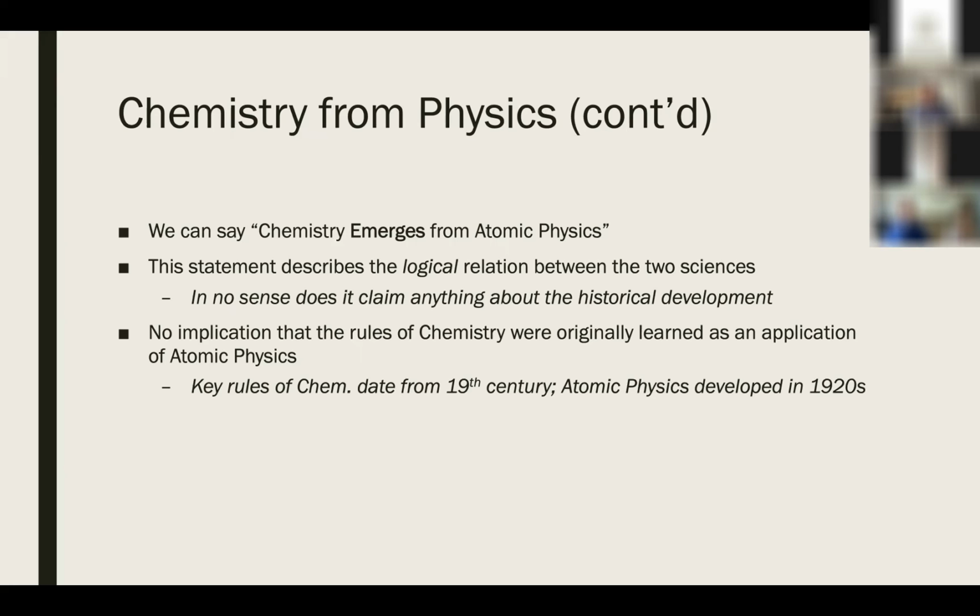In fact, the rules of chemistry were pretty well established in the 19th century, whereas atomic physics, in any sense that we can recognize it, was a result of the physical subject of quantum mechanics, which got developed, well, starting just before 1900 and pretty well got mashed into a usable form in the 1920s. So chemistry does predate physics in time, but not logically.